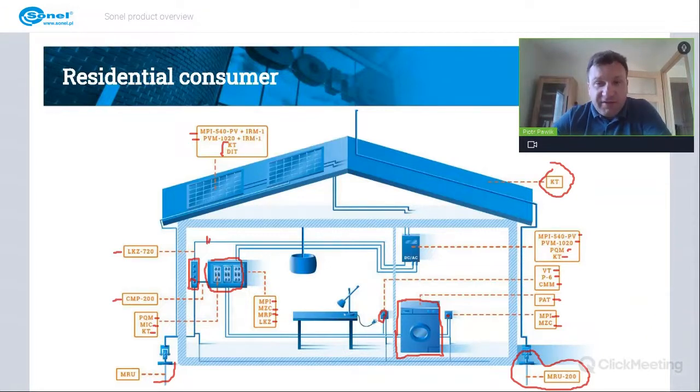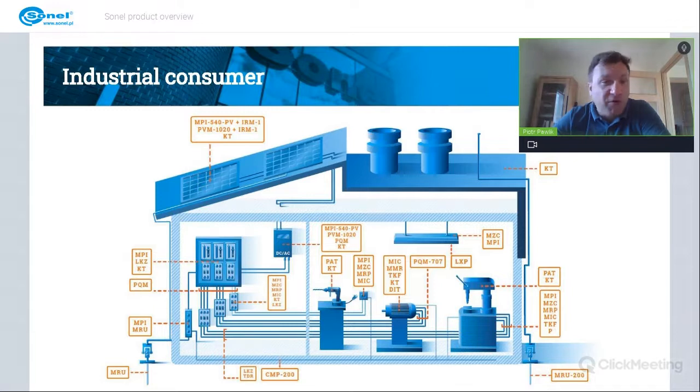All right, so that was the resident. Now let's go to more complicated consumers. This is the industrial consumer. Also, in some cases, you can think about commercial or office buildings, as they will have some similar components.